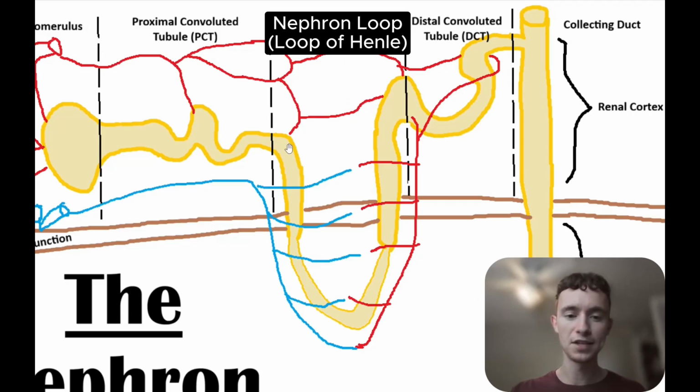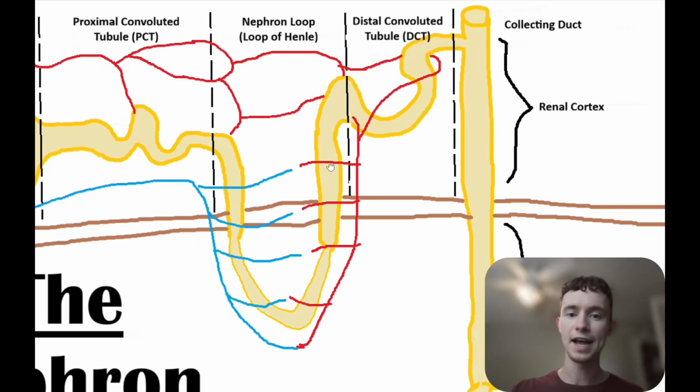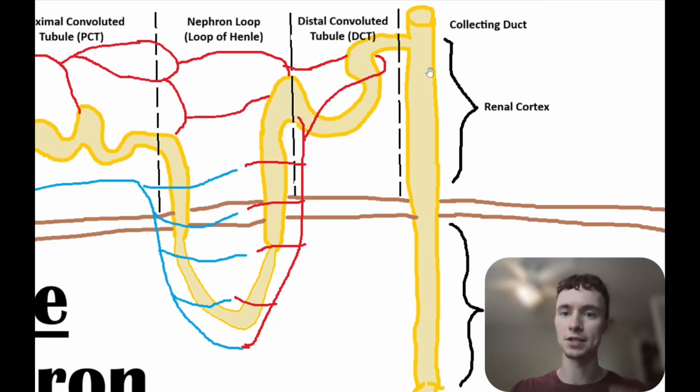And so this loop is where the water and salt refinement happens. A lot of the salt reabsorption happens in the ascending part, and the water reabsorption happens in the descending part right here. And so the urine will make its way all the way down the loop of Henle, and then it goes to the distal convoluted tubule, and then eventually down, emptying into the collecting duct.